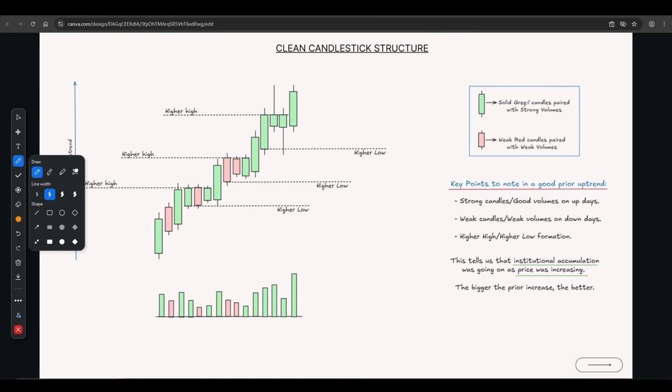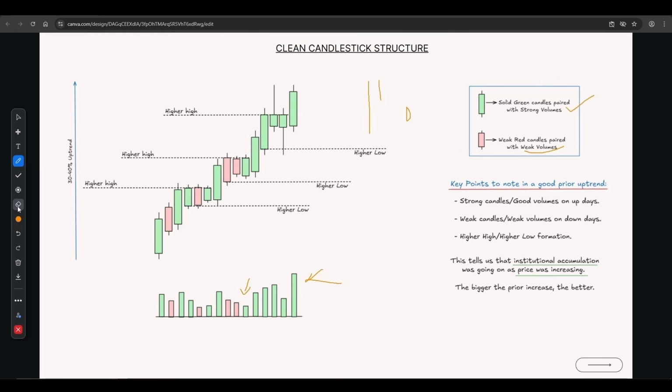The RHS should be filled with solid green candles with strong volumes right here, and during the pullback phase, the candles should be weak, meaning that the pullback range should be small. If the price is going up 10%, it should go down 2% to 3% or 4%, and with weak volumes, meaning that the selling pressure is declining. Now, some key points to note in a good prior uptrend in the RHS side.